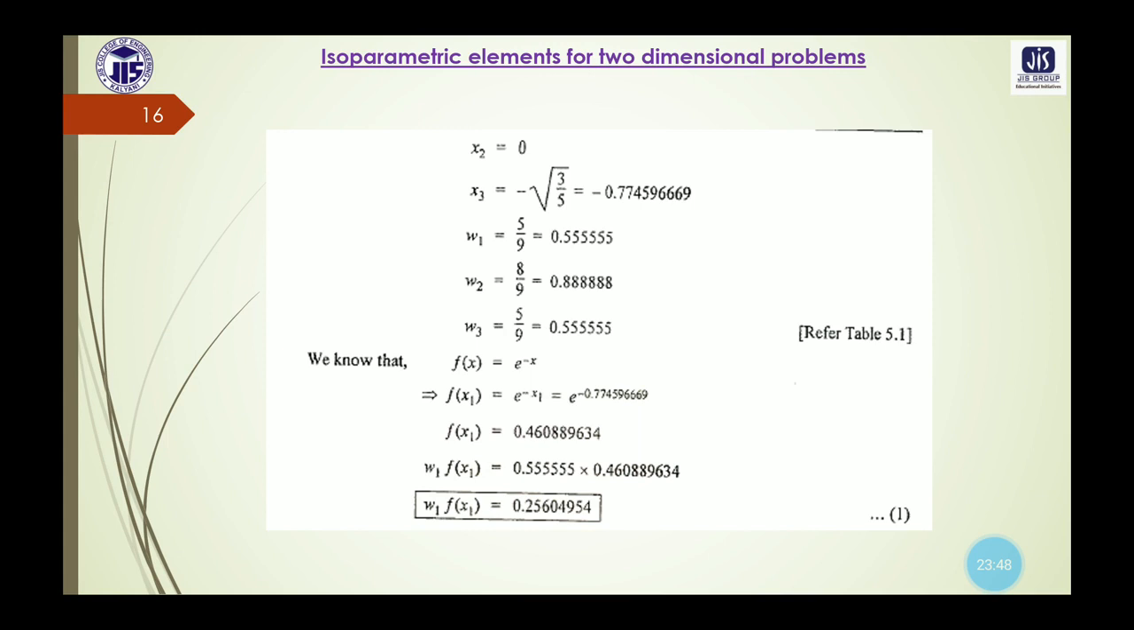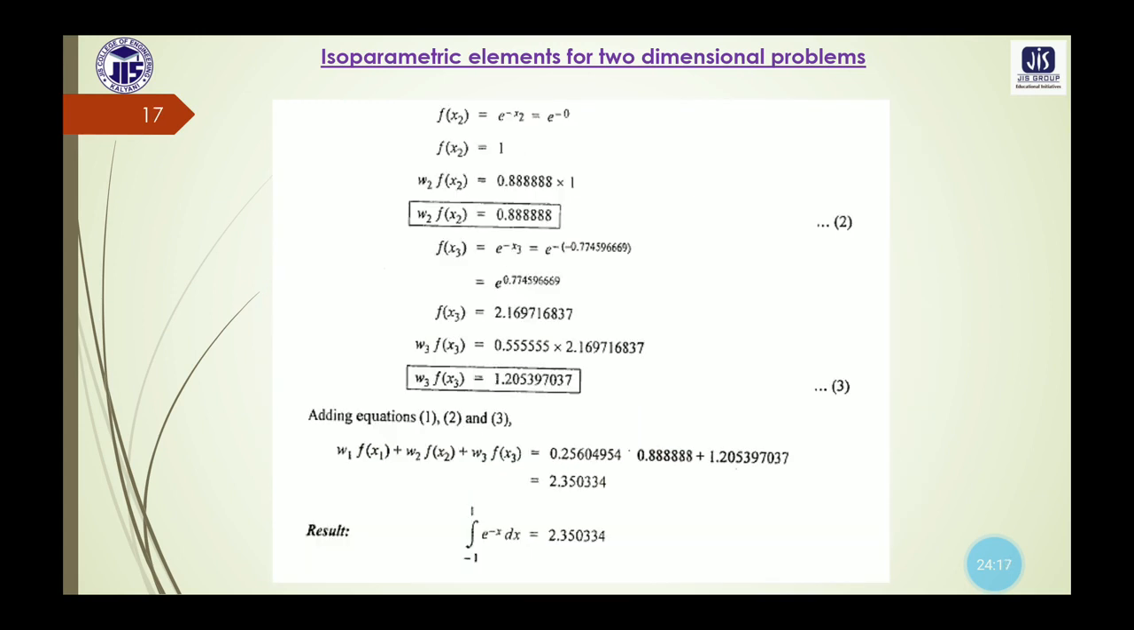Now to find the value of fx, we need to first find the value of fx1, which is e to the power minus x1. So fx1 is 0.46088. If we multiply this with w1, which is 5 by 9, then we are getting w1 into fx1 as 0.25604. This is our equation number 1.